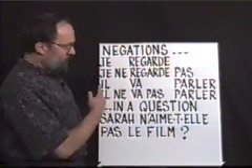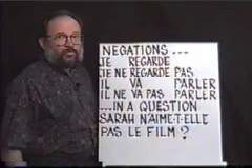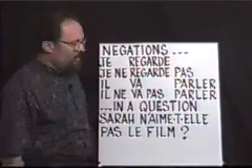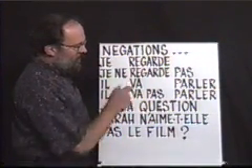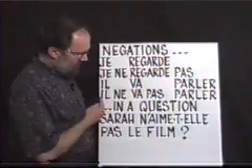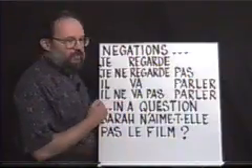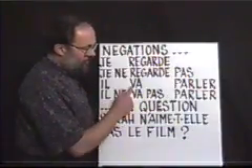Here's another case. We've got a construction here with the futur proche, the near future. Il va parler. He's going to speak. Well, this is the conjugated verb right here. So if I make this sentence negative, I will say il ne va pas parler. He is not going to speak. And you see the negation goes around the conjugated verb.